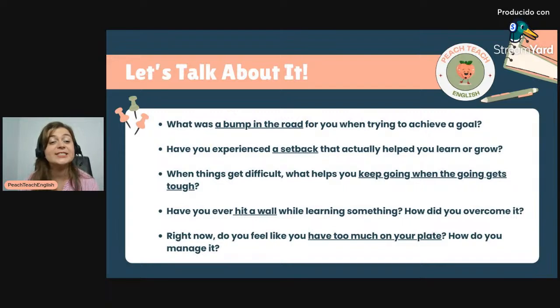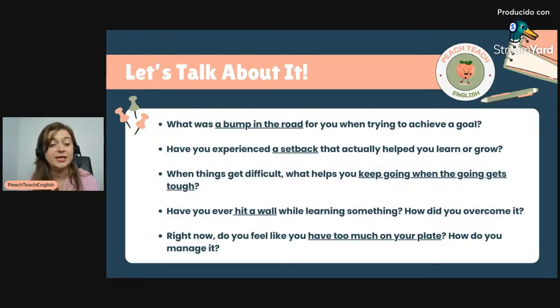When things get difficult, what helps you keep going when the going gets tough? So go ahead and let me know in the comments your examples and really try to use the expression.